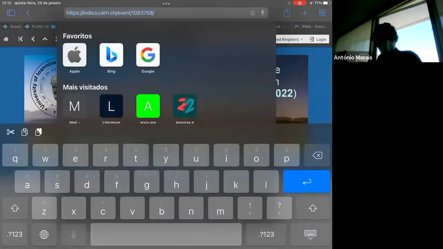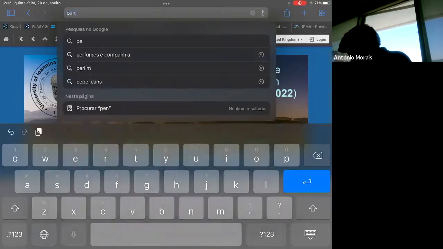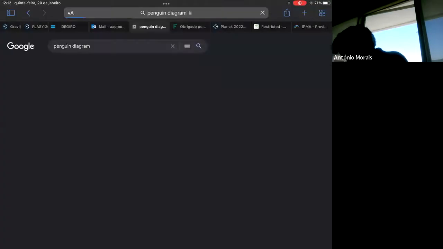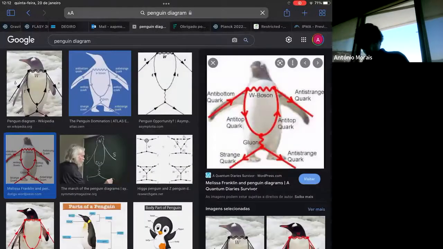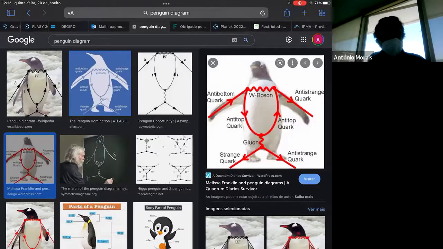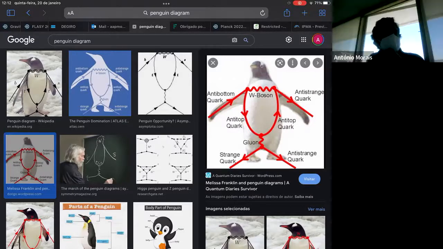People just share. Not because I'm sharing here, but I can share here as well. Then go back. There you go. It's the same picture. Are you guys online? And I can show to all of you actually here. So do you online see the screen? Yes. So this is a penguin diagram, basically.